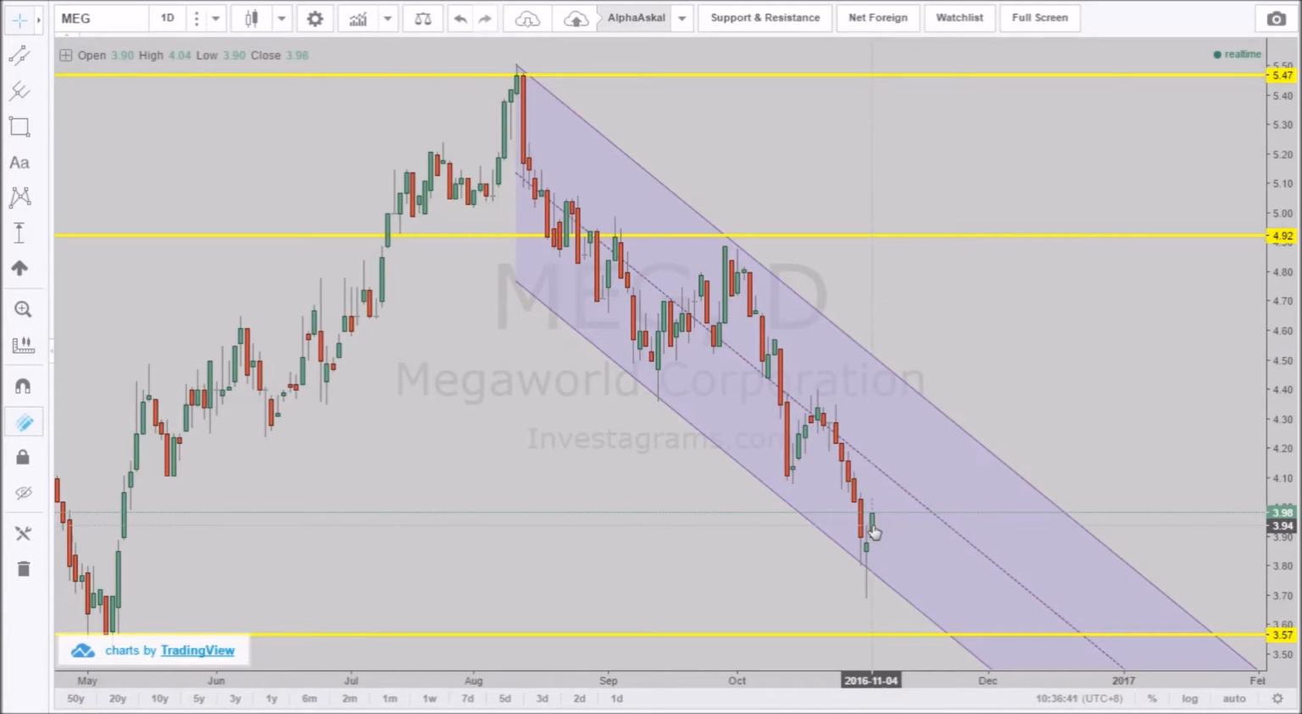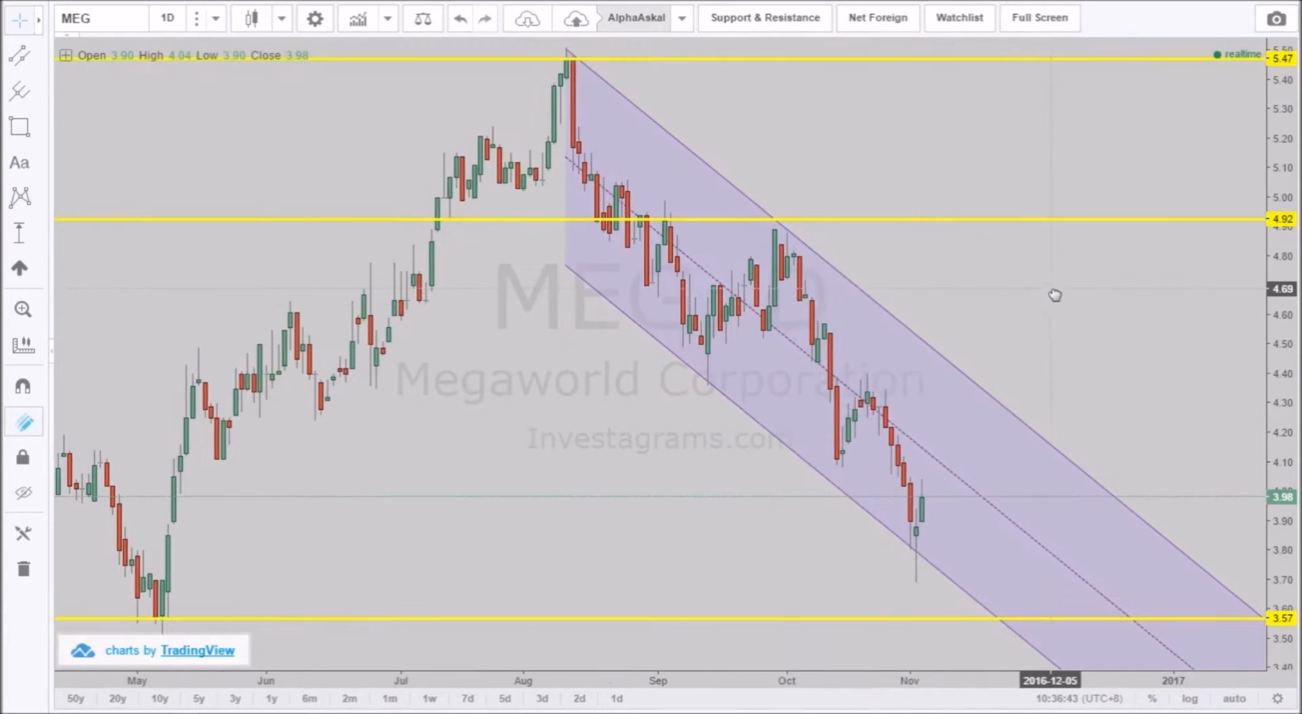Alright, so let's do charting for MEG. For MEG, we have a descending channel, so it's bouncing up and down from this channel. So this trend line will be our support trend line, and this will be a resistance trend line.